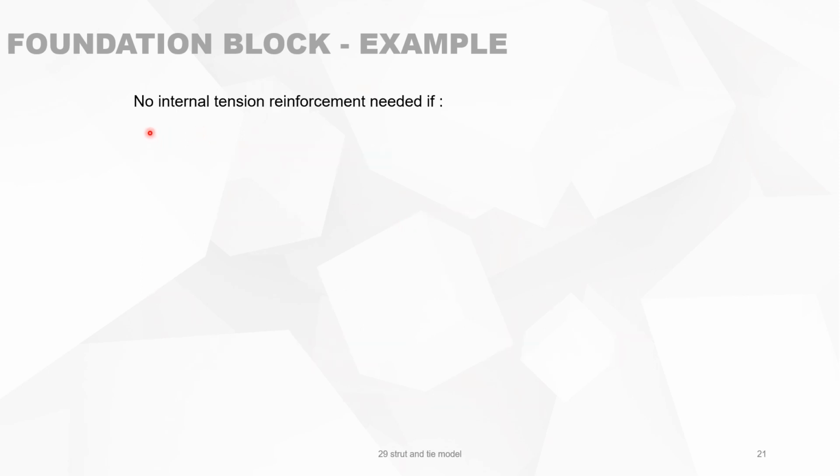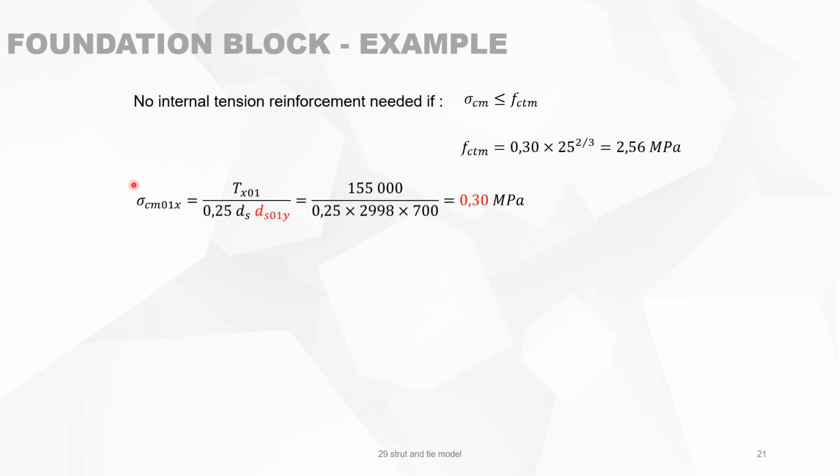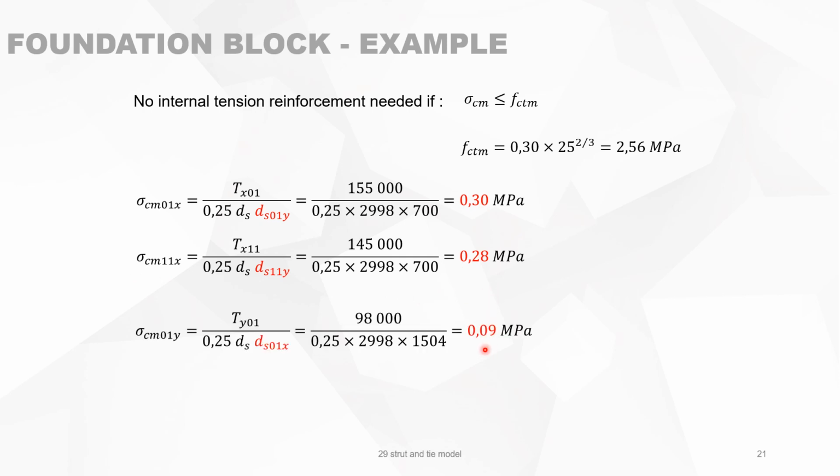And this tension, we have to take it up with reinforcement or with the allowable tensile stress of the concrete. So the mean allowable tensile stress is 2.56 megapascal, and the tensile stress in the strut is then the tensile force divided over an area which is 0.25, or 1/4, of the total length of the strut. This gives you 0.3 megapascal, and in the other direction it's 0.28, and at the lower side it is 0.09 and 0.10.